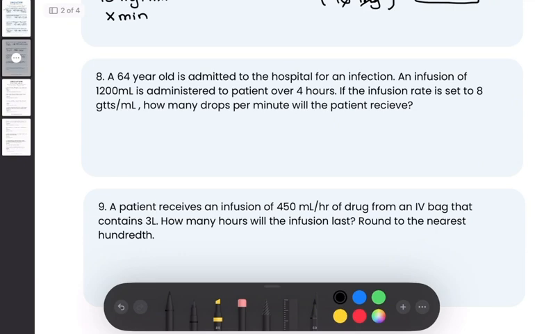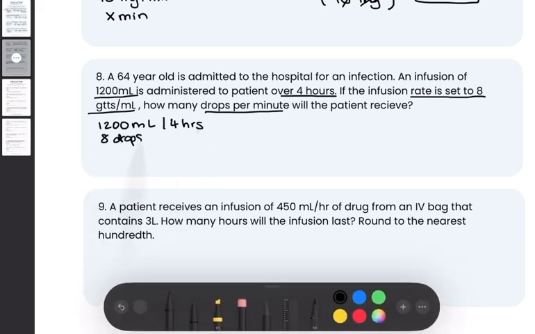Question number 8. A 64-year-old is admitted to the hospital for an infection. An infusion of 1,200 milliliters is administered to a patient over 4 hours. If the infusion rate is set to 8 drops per milliliter, how many drops per minute will the patient receive? Write it out. You're looking for how many drops per minute.